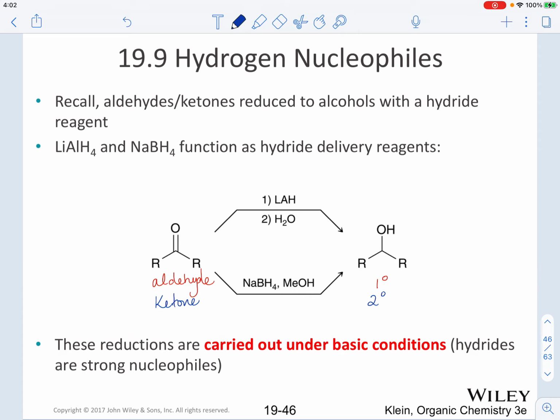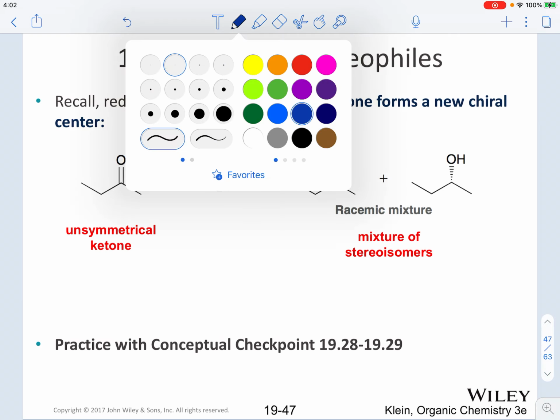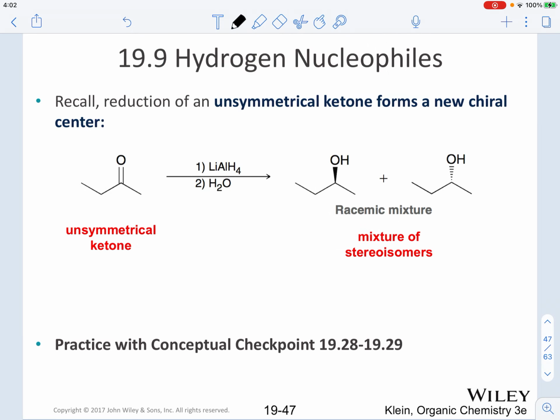Now, understand that these reactions are carried out under basic conditions. Okay? Hydrides are actually strong nucleophiles. Now, remember that the reduction specifically of an unsymmetrical ketone, if it results in the formation of a chiral center, is going to be producing a racemic mixture.